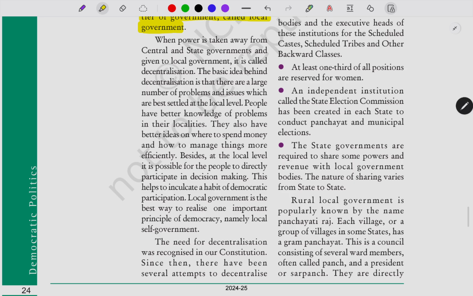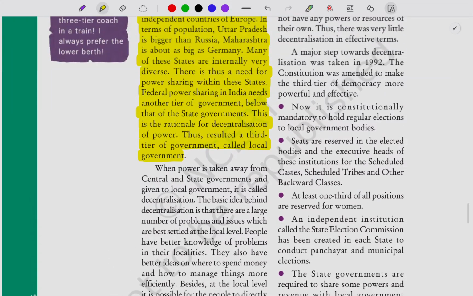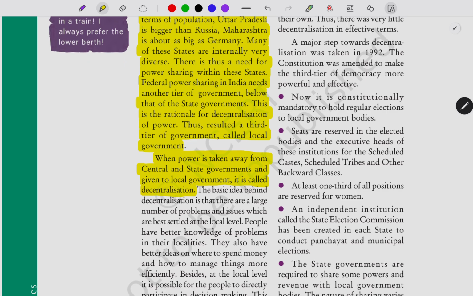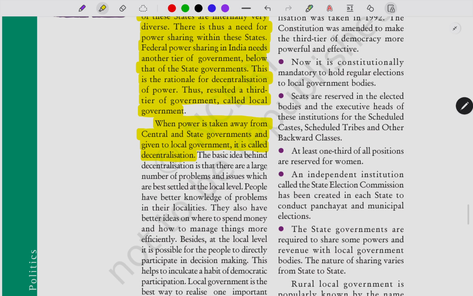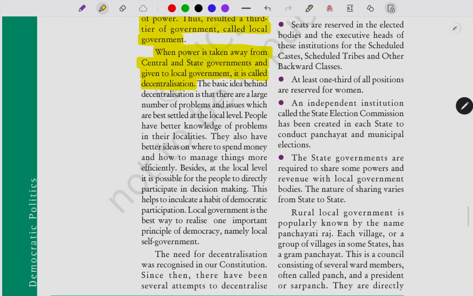When power is taken away from the central and state government and given to local government, it is called decentralization. The basic idea behind decentralization is that there are a number of problems and issues which are best settled at the local level.